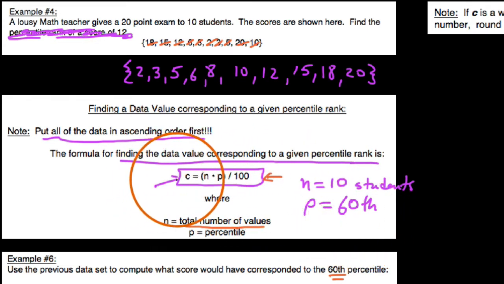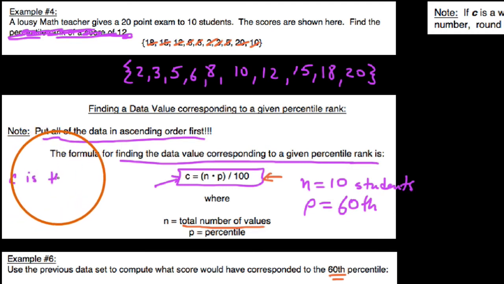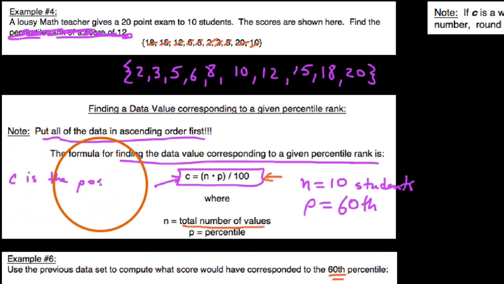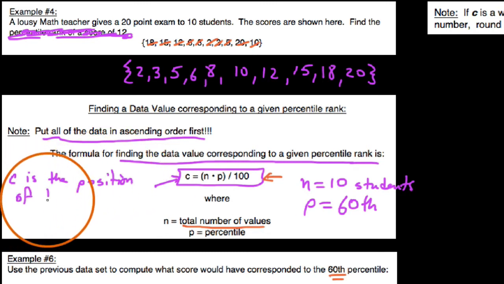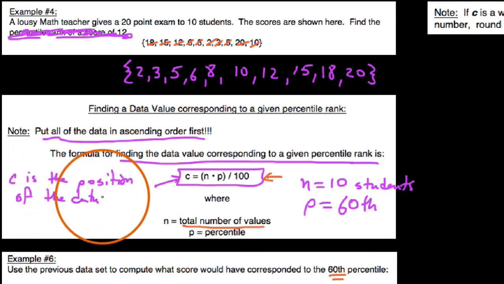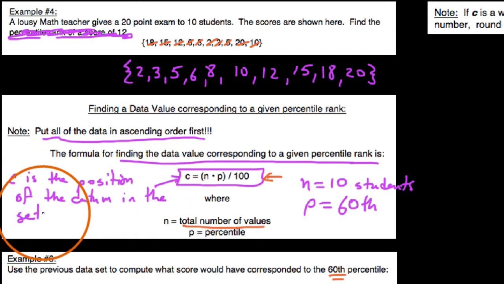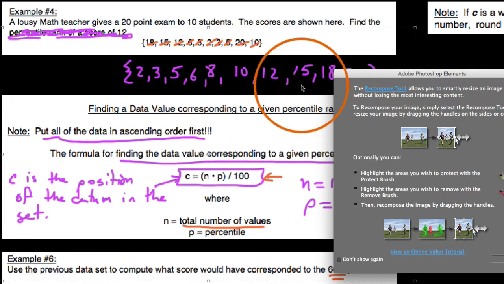Now the last thing, and you don't see anything written here for C yet: what is C? What the heck does C stand for? Let's go ahead and write this down here. C is the position of the datum in the data set.